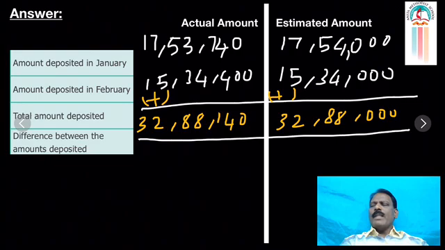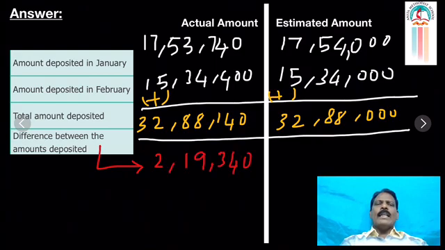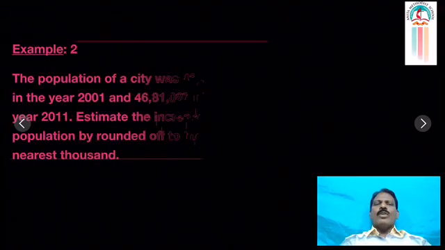Now difference between the amounts deposited. What you have to do? The first amount minus second amount. So that will be the difference. So what will you get? Actual amount 2 lakhs 19,340. So estimated amount 2 lakhs 20,000. You can do it at home. Understood, children? Okay. Now we'll see the example 2.